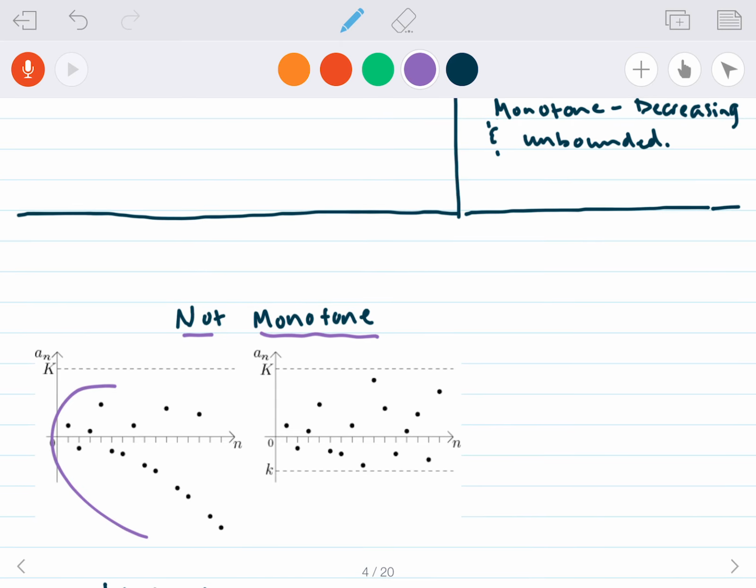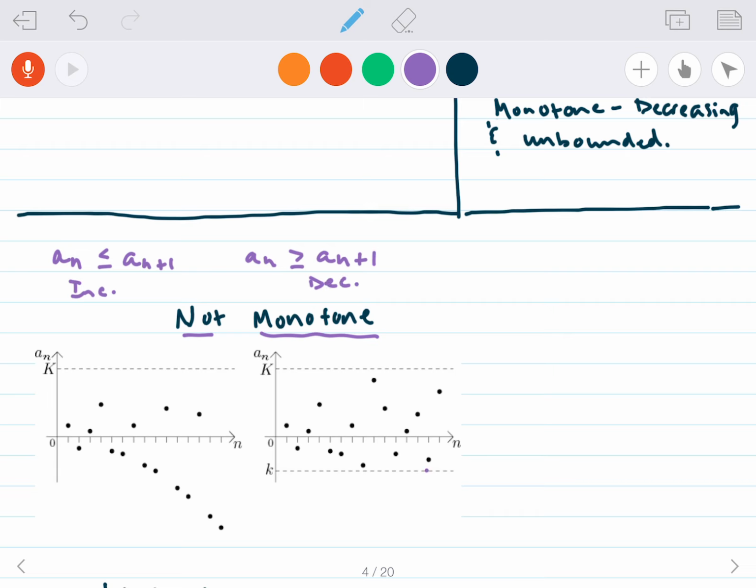And so you can see that this guy is not monotone. Remember, for monotone, we either need that the previous term is smaller than or equal to the next term, or the previous term is always going to be bigger than or equal to the next term. Okay, and so this guy was monotone increasing, this guy was monotone decreasing.